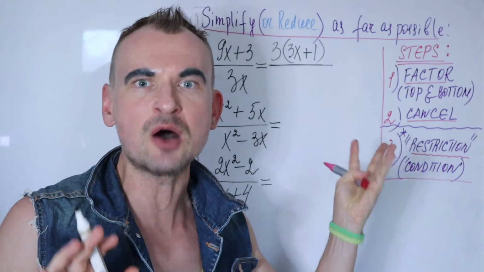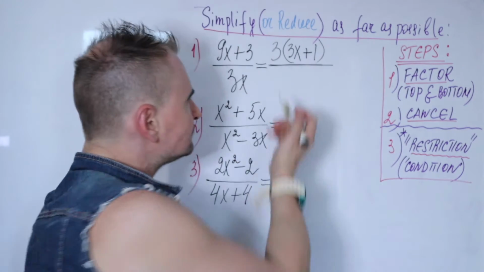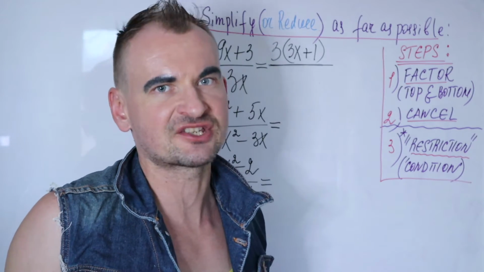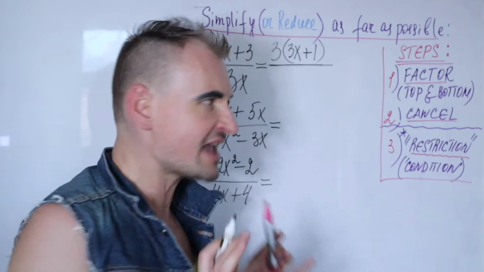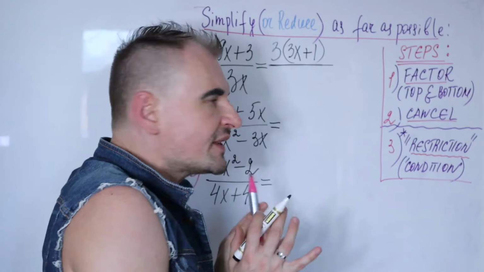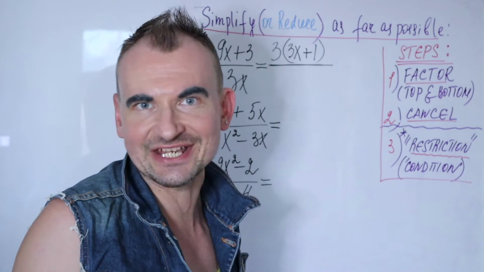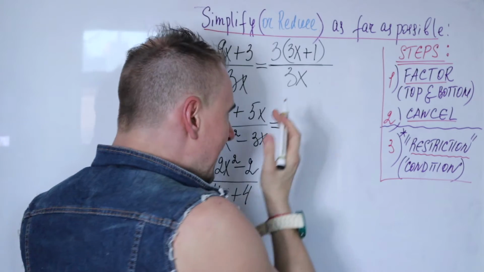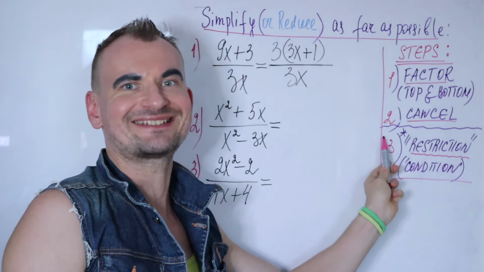We factor it out correctly. Now, moving to the bottom. 3x, what can I do with 3x? Nothing. 3x remains the same. There is nothing that you could do with 3x. It's just 3x, so just write it. And at this point we are moving to the next step.